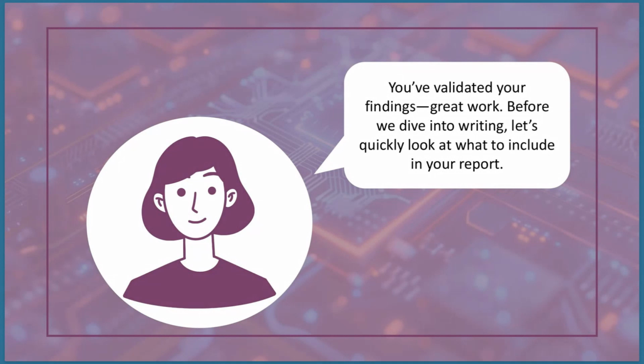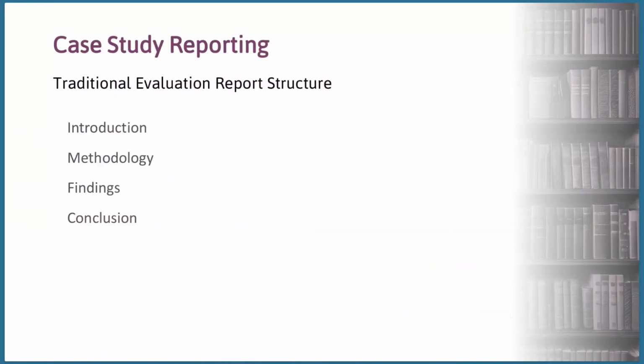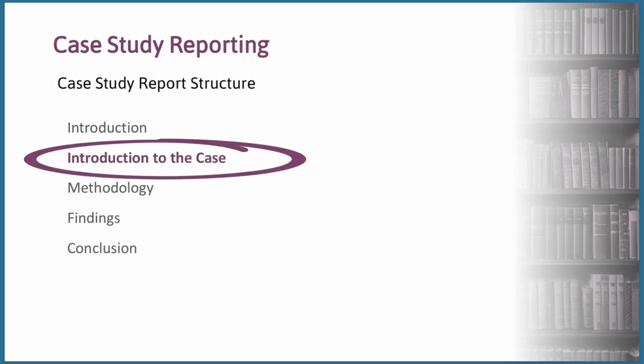So now you've validated your findings. Great work. Now it's time to start thinking about our report. Before we dive into writing, let's go over what sections to include and how a case study report is different from a traditional evaluation report. Here we have a basic outline of what a traditional evaluation report looks like. So we have our introduction, our methodology, our findings, and our conclusion. What makes a case study report different is the added section, an introduction to the case.